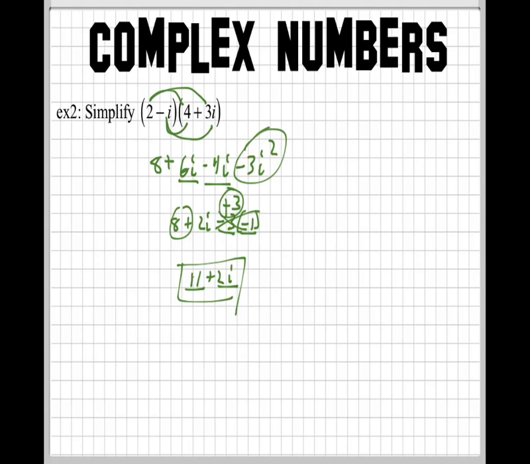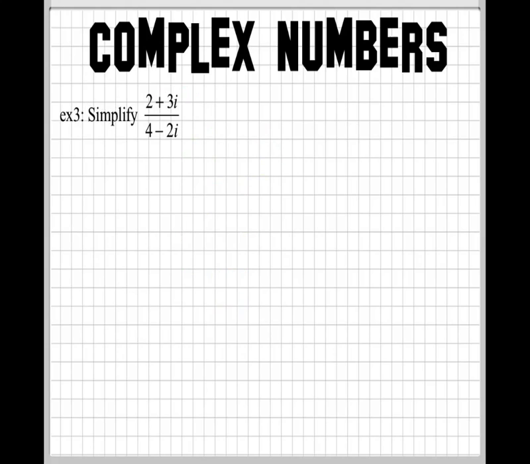One more thing to know about the complex numbers is if it's in a fraction like this one, you have to do something with it so that you don't have an imaginary on the denominator. So in order to do that, we go to the idea of a difference of squares.